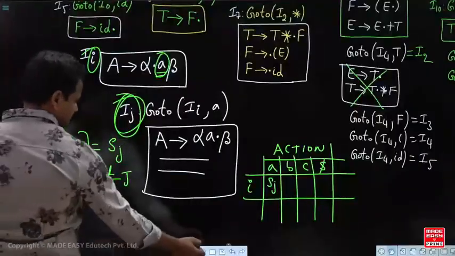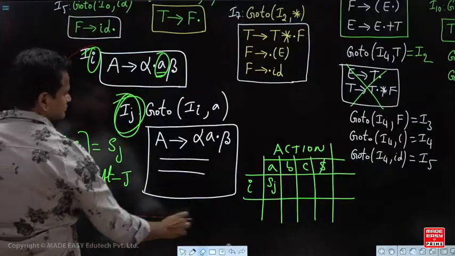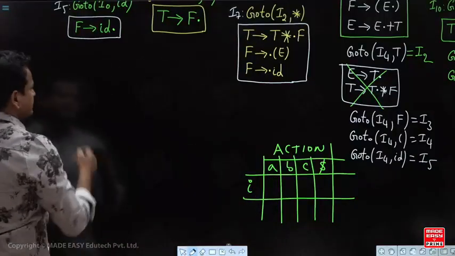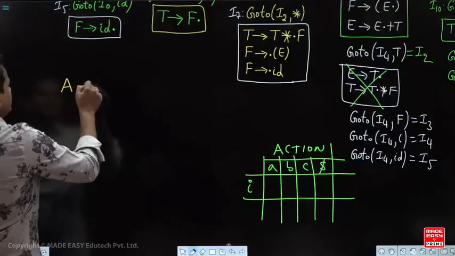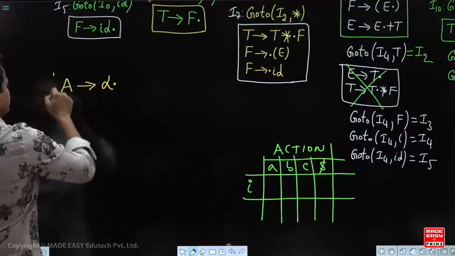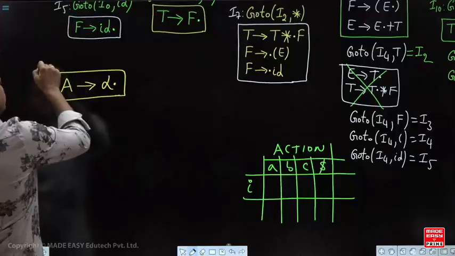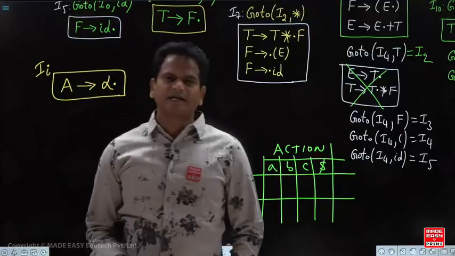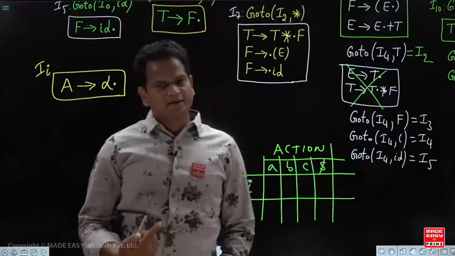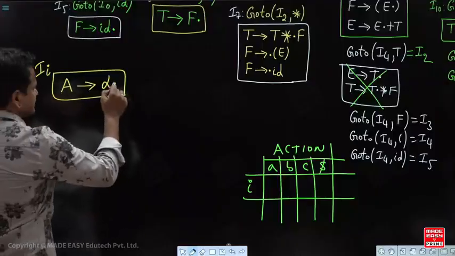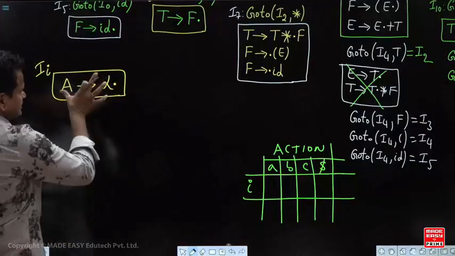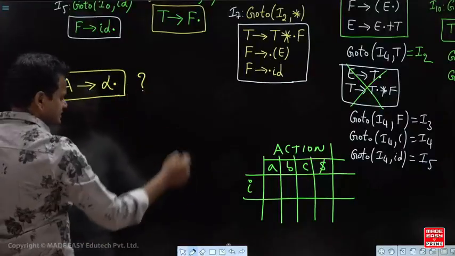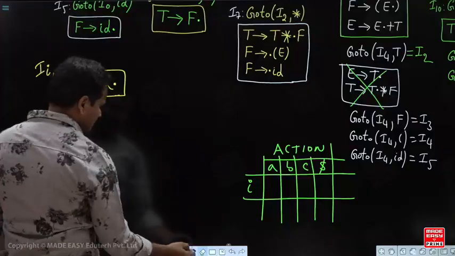That part I am explaining to you. Now look at this. Suppose we have one final item in some state Ii. So A derives alpha dot is a production in which the dot has reached the end. So this I will call a final item. So for this, how to enter in the table? Look at this, guys.